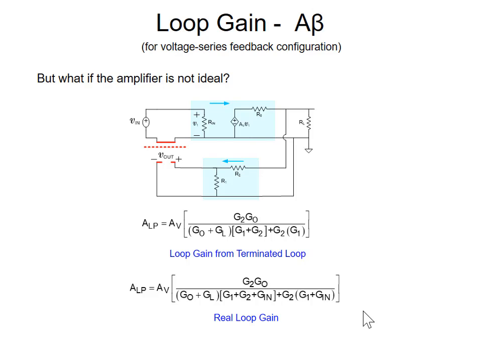So if we apply that strategy, the loop gain by the terminated loop looks like this. We can calculate it for the structure. And here is the actual loop gain. And we see that there's a little bit of difference. There's a GN that's missing right here, and there's a GN that's missing right here in our loop gain expression.